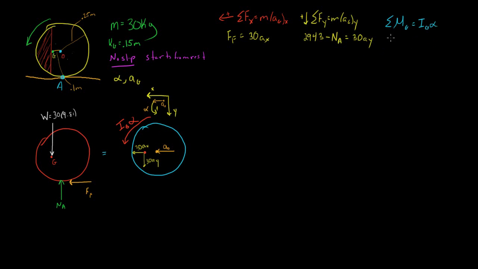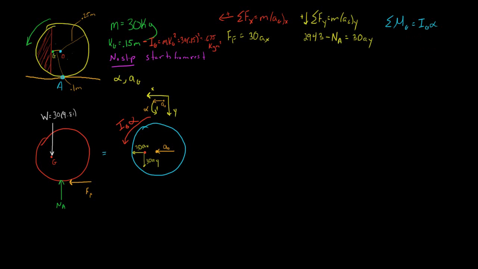So anyway, I'm going to do it about the center of mass right here, and when I do that, because I'm given a radius of gyration, my moment of inertia about my center of mass is going to be equal to my mass times this radius of gyration squared, and it's going to be equal to 30 times 0.15 squared, or 0.675 kilogram meter squared.